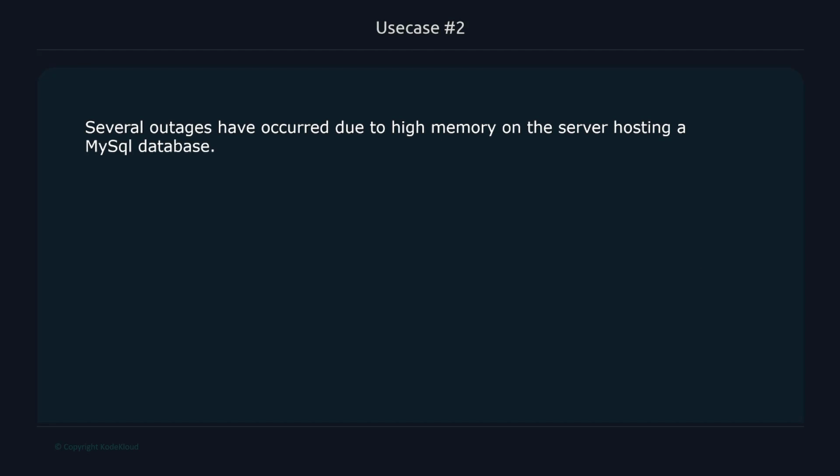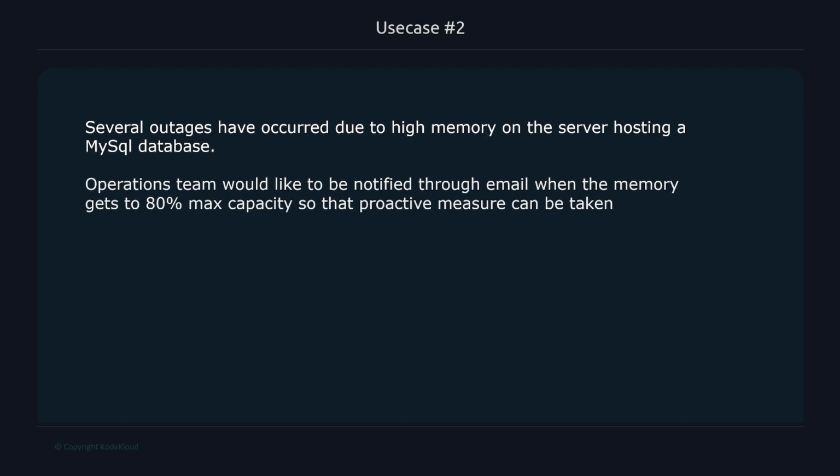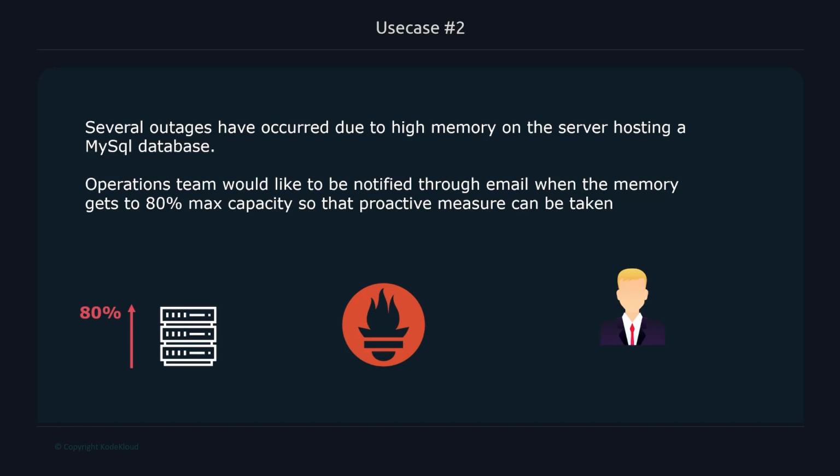Now, let's say that there have been several outages that have occurred due to high memory on the server that's hosting our MySQL database. And our operations team would like to be notified through email when the memory gets to 80% max capacity so that they can take a proactive measure and resolve the issue before it actually impacts end users. And this is all things that we can do with Prometheus.